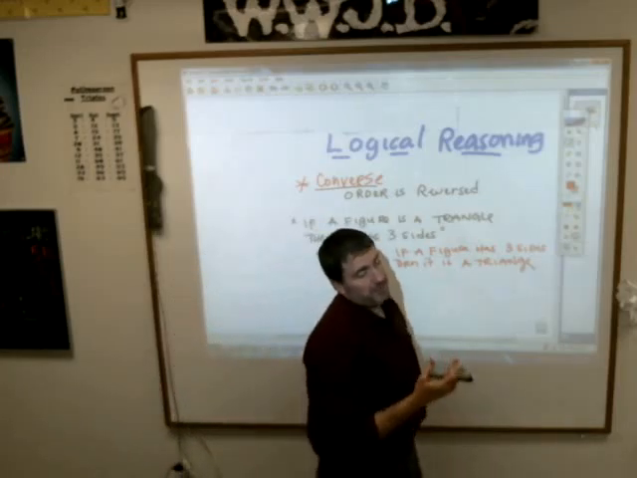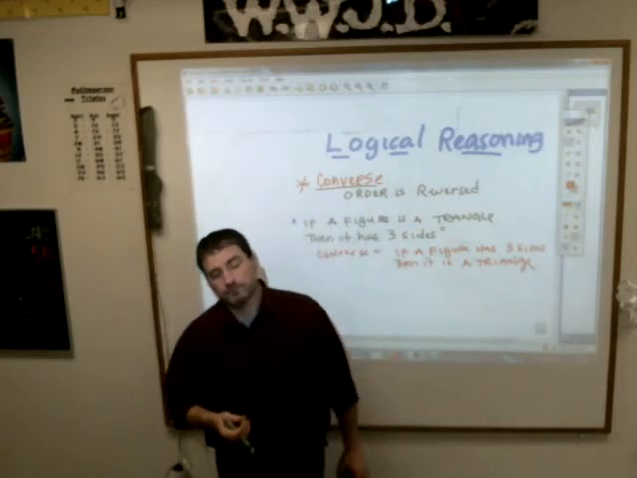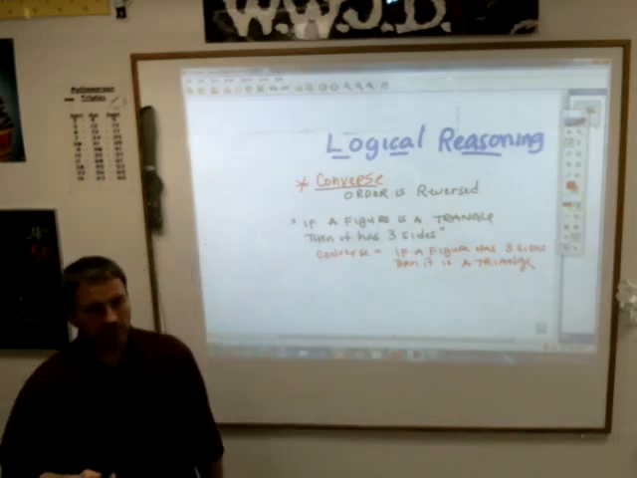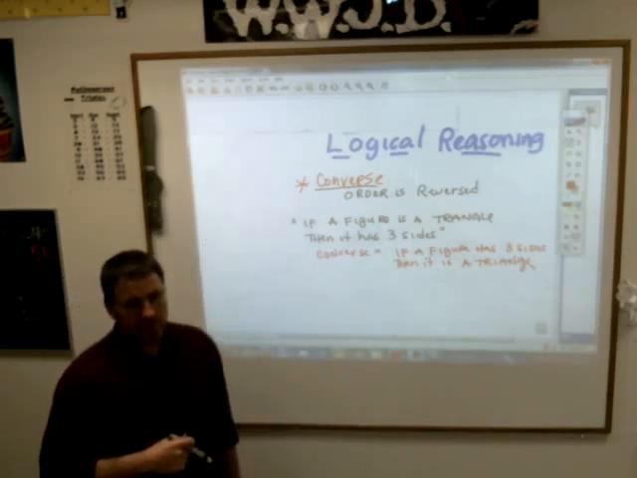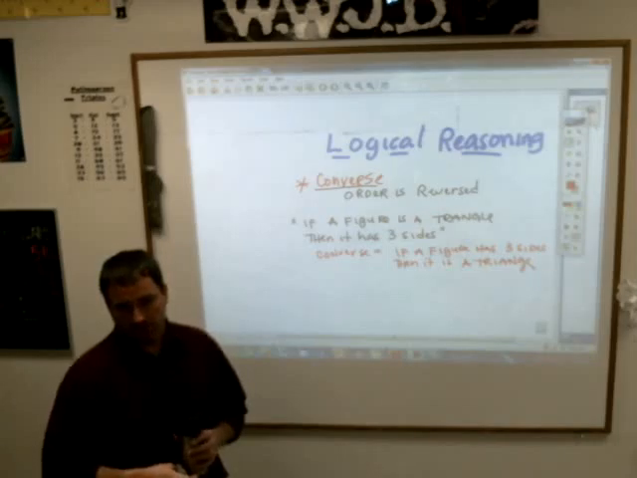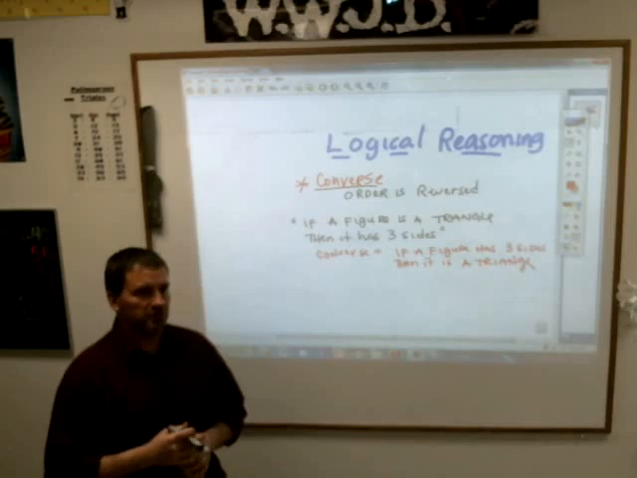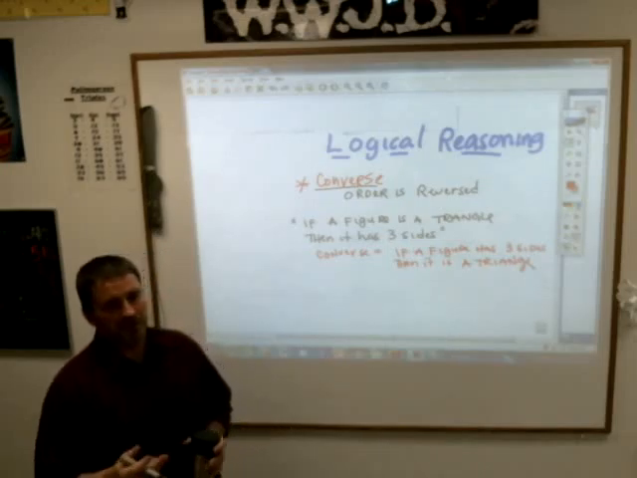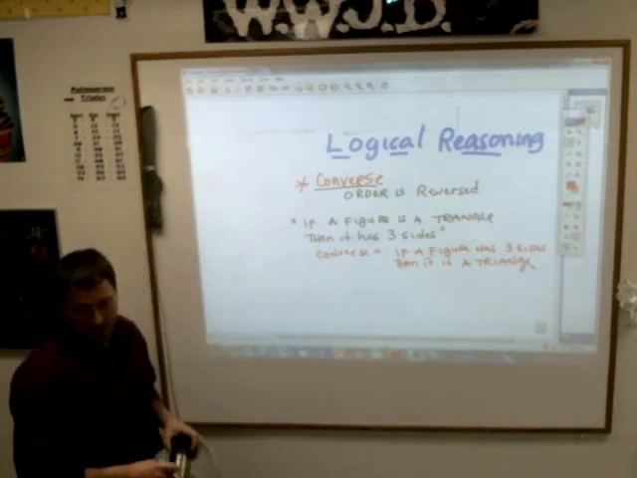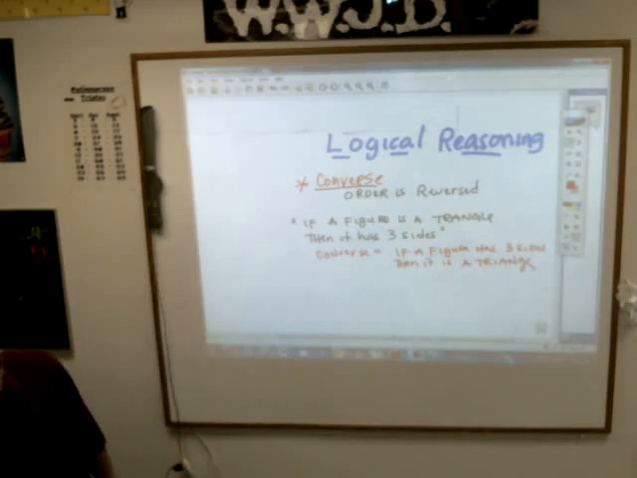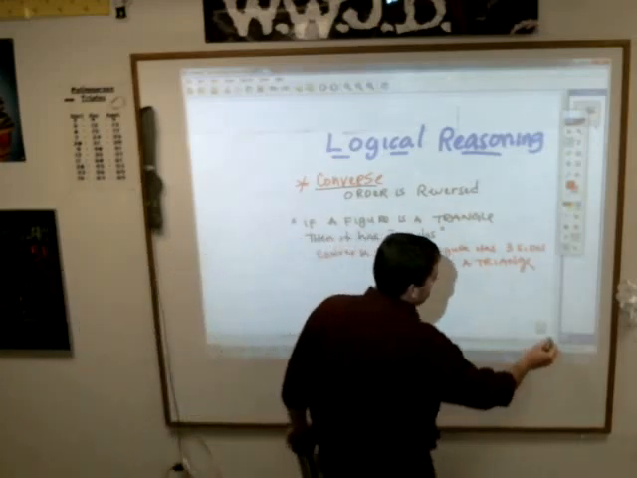Are there some things where the converse isn't true? Yes. For example, if something is a circle, it's an orange. All oranges are circular. Are all circular things oranges? No. So that's converse. And then we have the inverse.